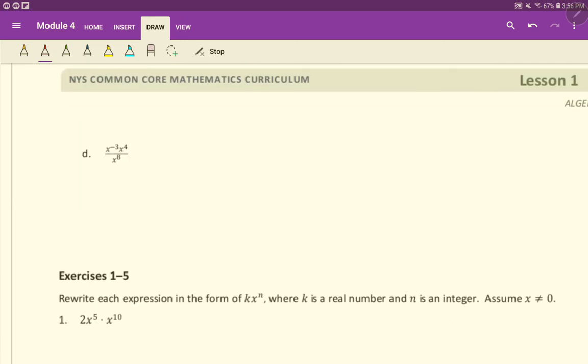Let's try these here as well. Why don't you guys go ahead and try this one. Pause the video, give it a go. See what you can come up with here. They all have the same base. Okay, so hopefully you gave it a try here.